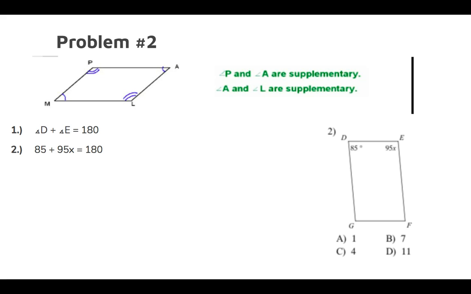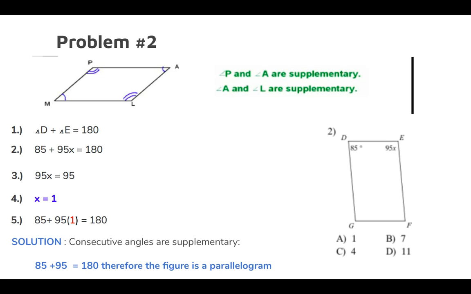We subtract both sides by 85, and we get 95x equals 95. We want to divide both sides by 95 because we want to isolate x, and we get x equals 1. So we found the value of x. So the answer is A, but to go ahead and prove this, we plug it back into the original equation, and we find that it is a true statement that 85 plus 95 does indeed equal 180. So the answer is there.